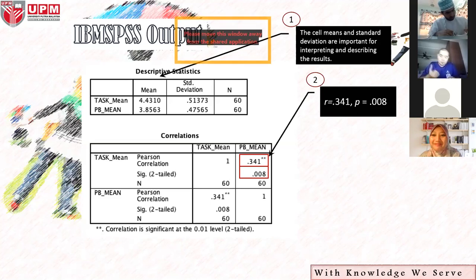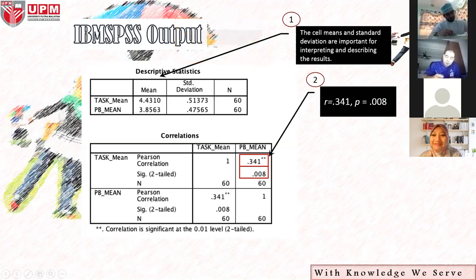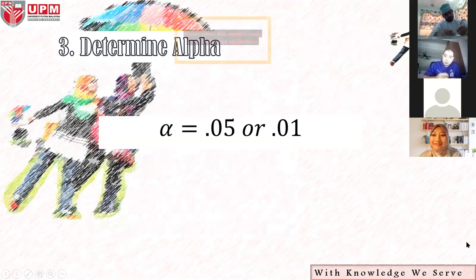Okay, do you want me to repeat? No need, right? Clear? Okay, so actually when you report, there is no need for you to report this one. All you need is this R value and then the flower. So automatically we will understand that it is significant at 0.01. Okay? So clear? Okay, so we determine our alpha.